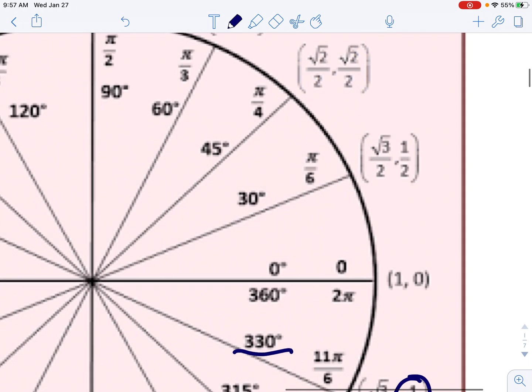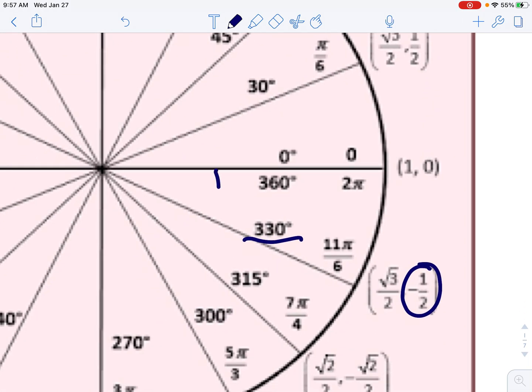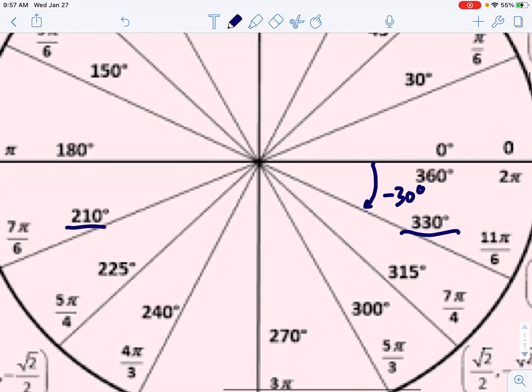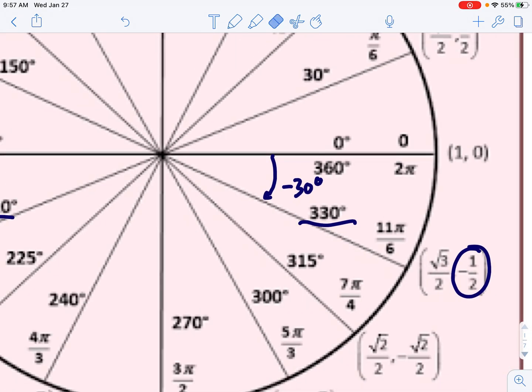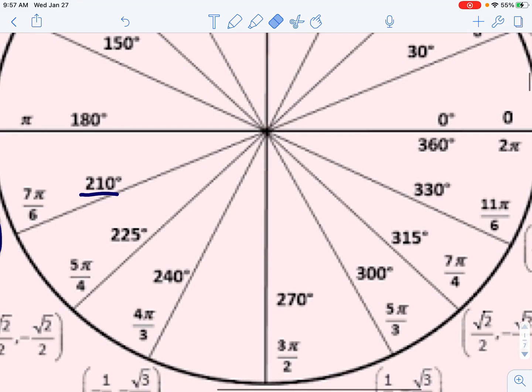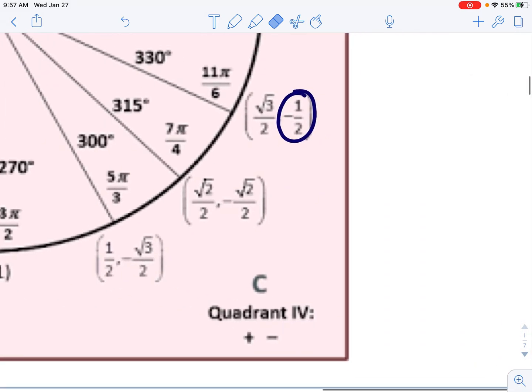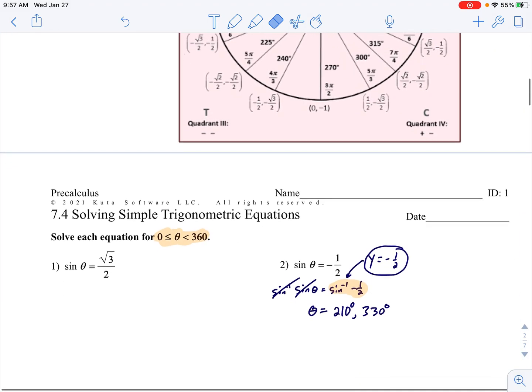Now, real quick before I go on, if you look at 330, 330 is equivalent to negative 30 degrees, which is the calculator answer. So the calculator answer is just a different interpretation. It's not technically a different answer per se. It's the same answer, but it's only one of them, and it gives you the negative version instead of the positive version. And we're not going to worry about why right now. That's a whole extra lecture. So let's just do the task at hand.